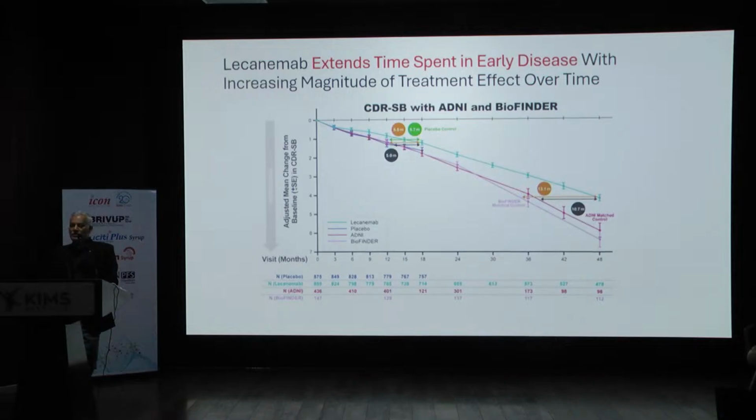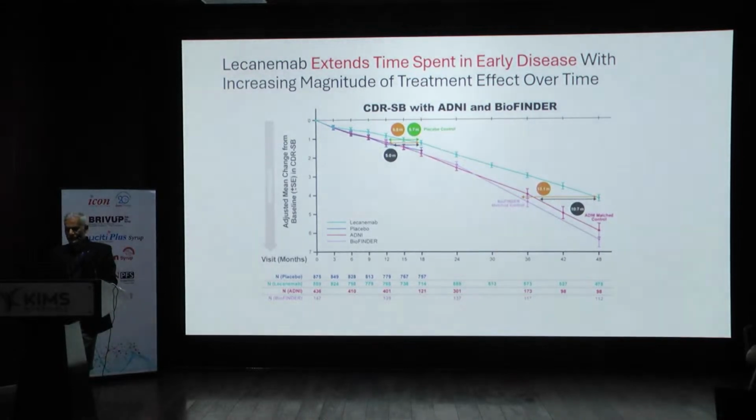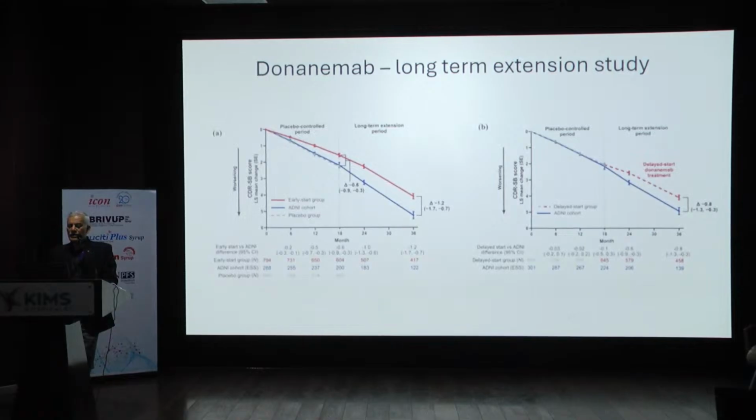So this long-term extension study also showed that lecanemab was doing good for the patients clinically, as well as by removing the biomarkers and changing the biomarkers. The donanemab long-term extension study also showed a similar benefit over time. As time progresses, there was a wide difference between the patients treated and those patients who did not receive any treatment.